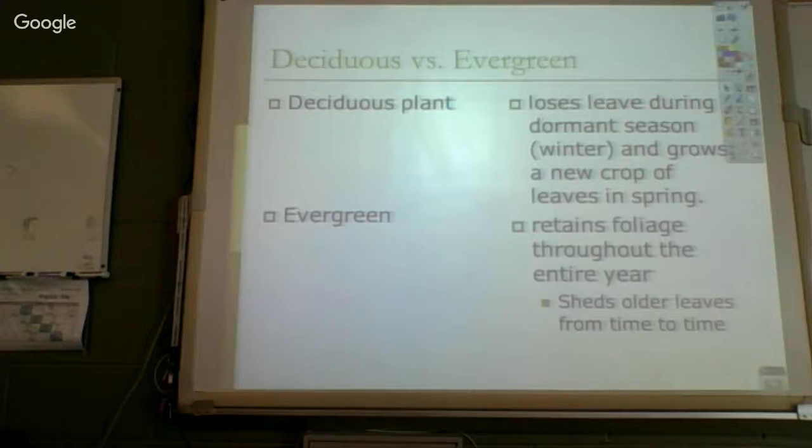And an evergreen plant retains foliage throughout the year. It does shed its leaves. If you've ever been in a pine forest, there are definitely pine needles on the floor of that forest, but they don't shed them all at once.